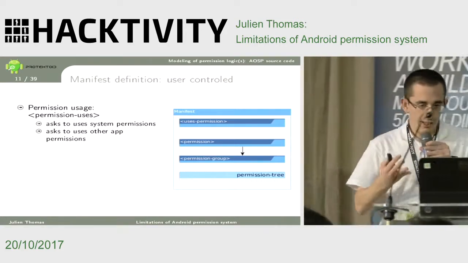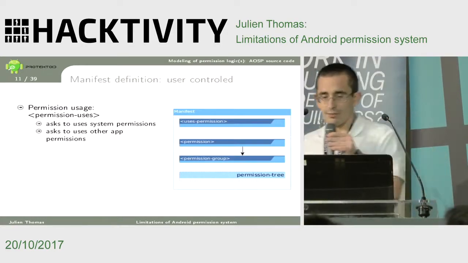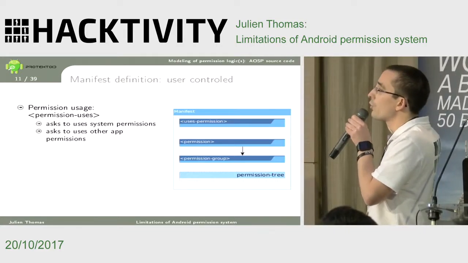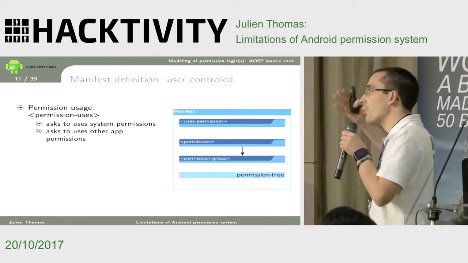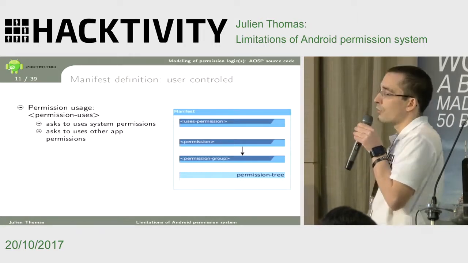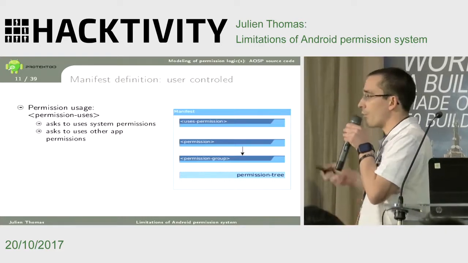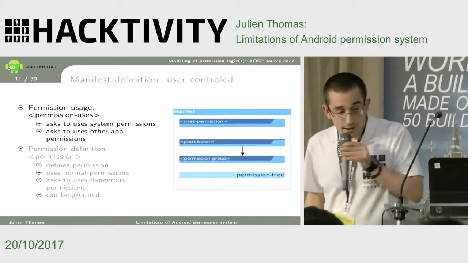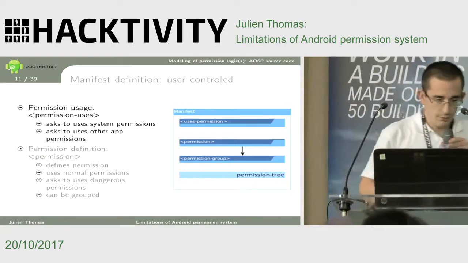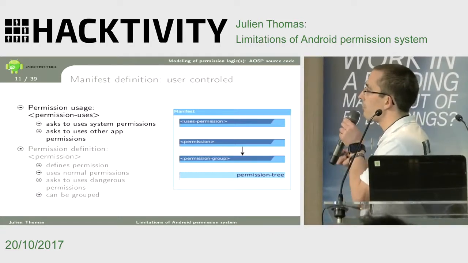Now the question is, okay, we have permissions that we define in the manifest. What does that mean, and how does it work? When you have an application, you define that you want to use a permission with the tag called uses-permission, which says that you want to use either system permissions or other apps' permissions that are already there. You can also define your own permissions, as I showed in the demo, and you can put them wherever you want, the way you want. So we are very free on that.